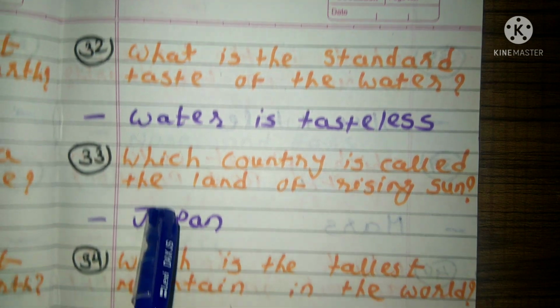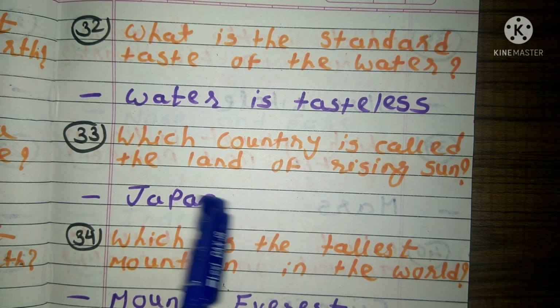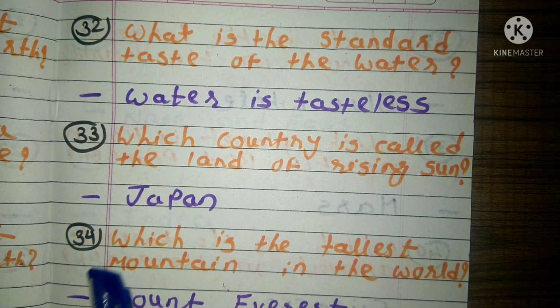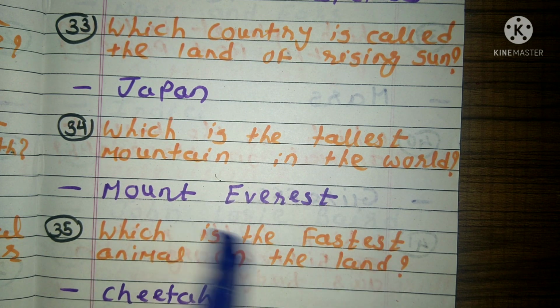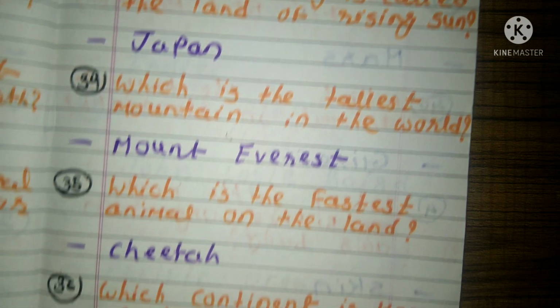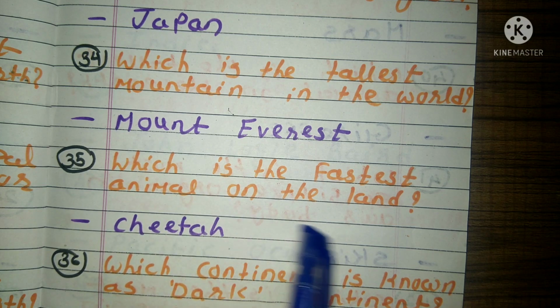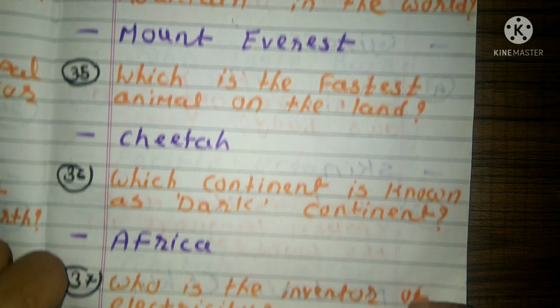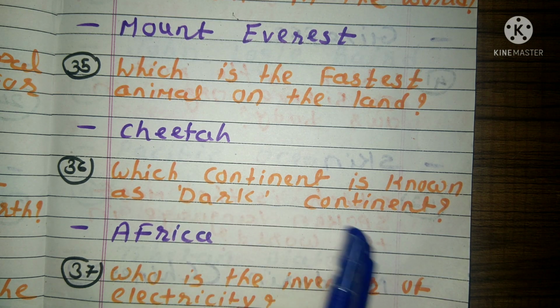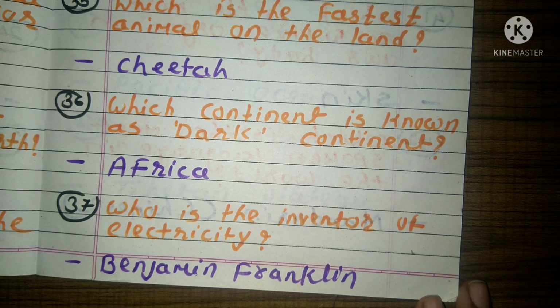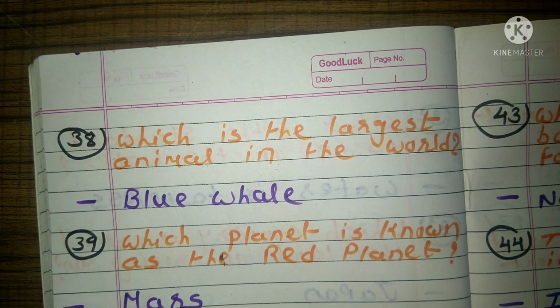Water is tasteless. Which country is called the land of the rising sun? Japan. Which is the tallest mountain in the world? Mount Everest. Which is the fastest animal on land? Cheetah. Which continent is known as the dark continent? Africa. Who is the inventor of electricity? Benjamin Franklin.